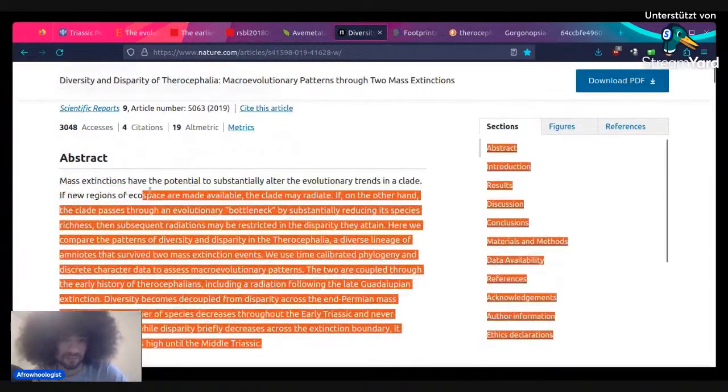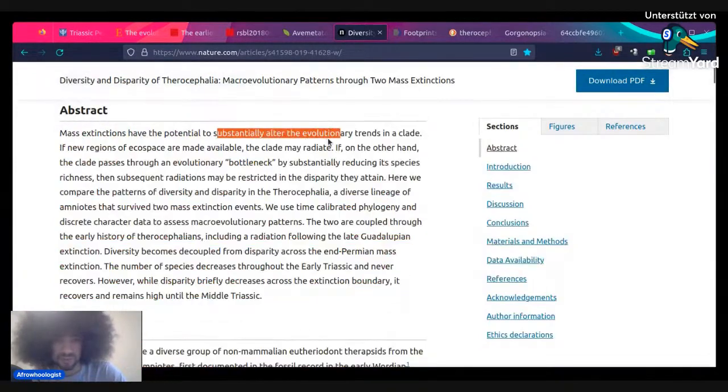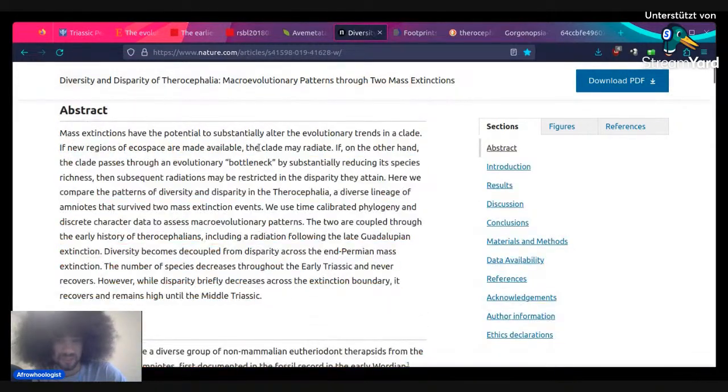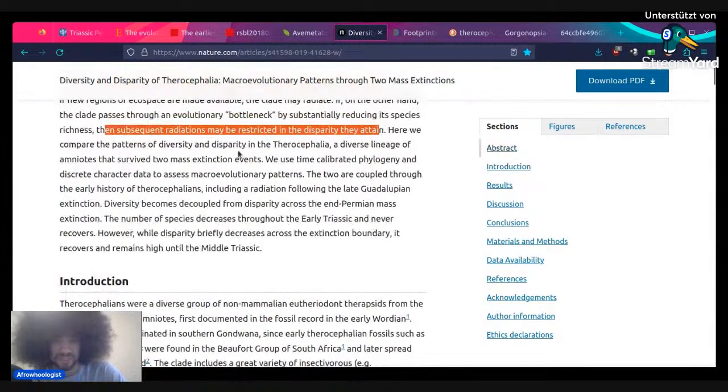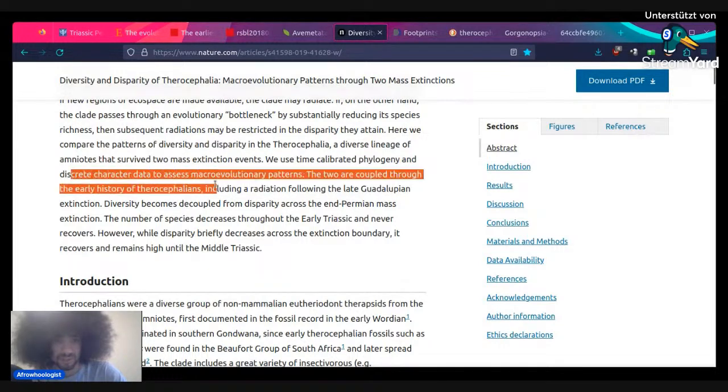And here they say this. Mass extinction has the potential to substantially alter the evolutionary trends of a clade. If new regions of ecospace are made available, the clade may radiate. If, on the other hand, the clade passes through an evolutionary bottleneck by substantially reducing its species richness, then subsequent radiations may be restricted in the disparity they attain. Here we compare the patterns of diversity and disparity in the therocephalia, a diverse lineage of amniotes that survived two mass extinction events. We use time-calibrated phylogeny and discrete character data to assess microevolutionary patterns.